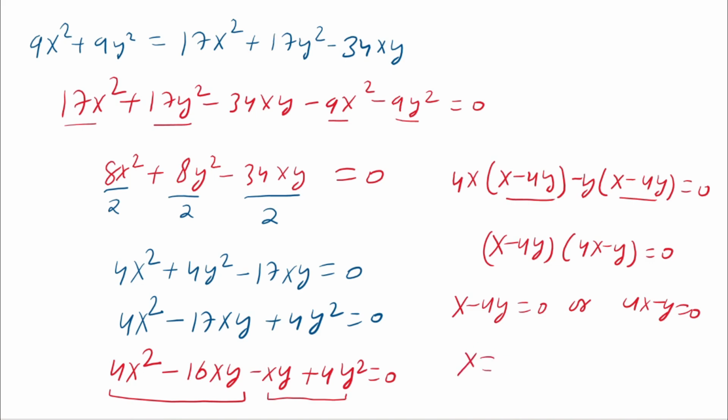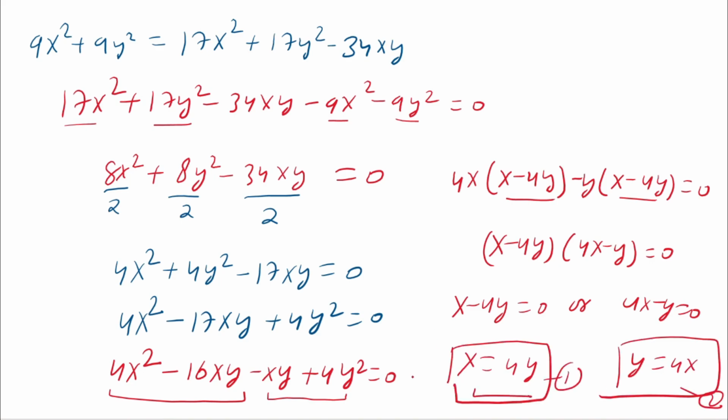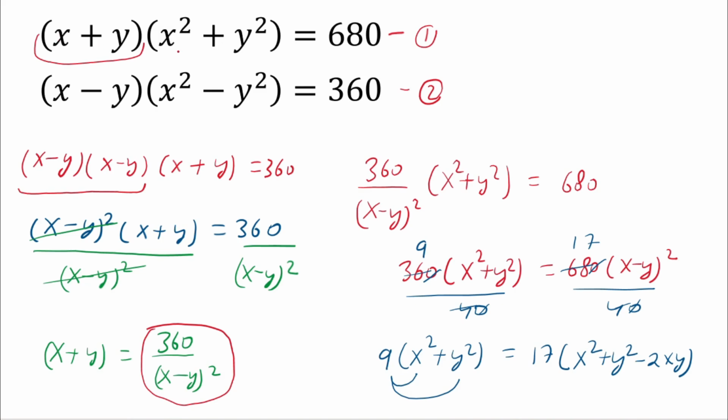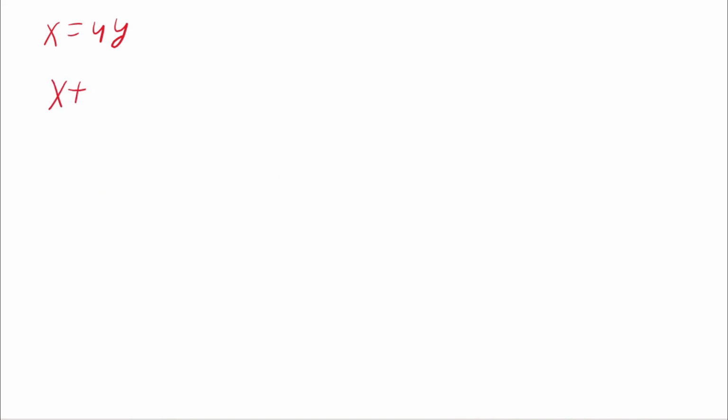Here we can say x is equal to 4 times y, and here we can say y is equal to 4 times x. If we take case first, which is x is equal to 4 times y, and equation first is x plus y times x square plus y square, this is equal to 680.